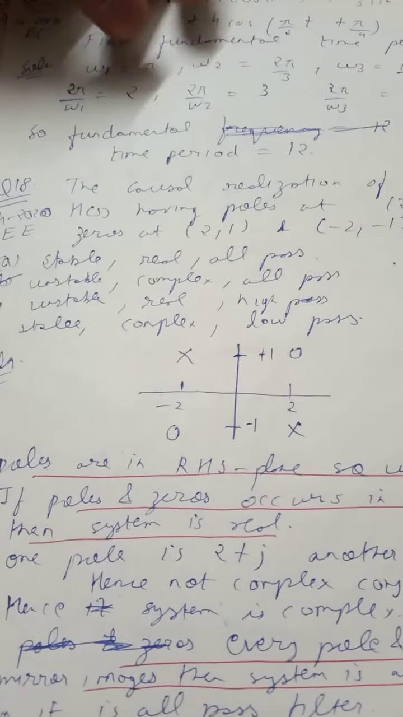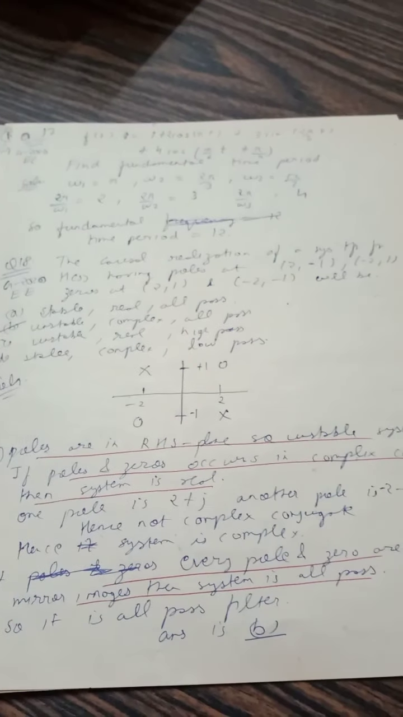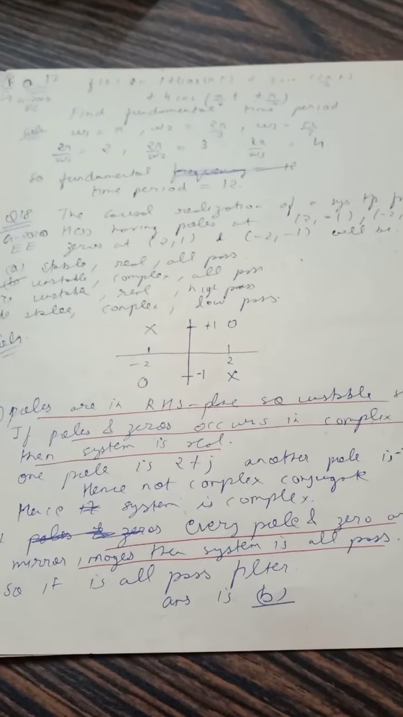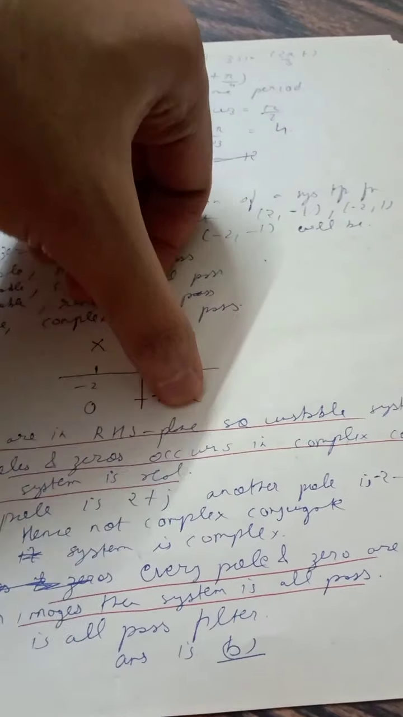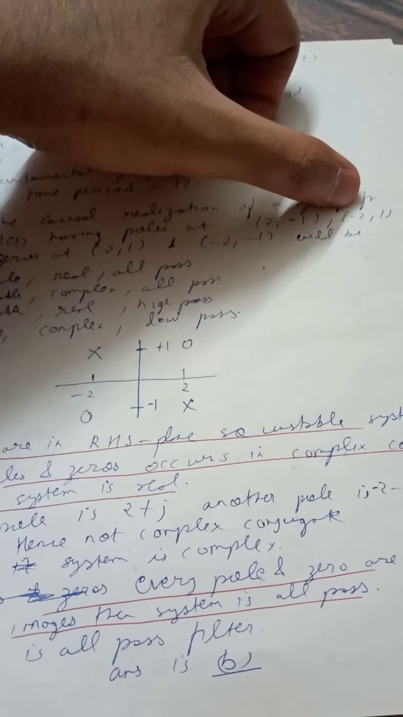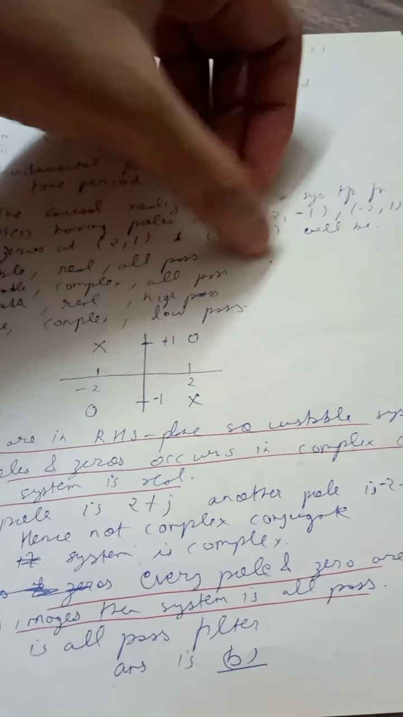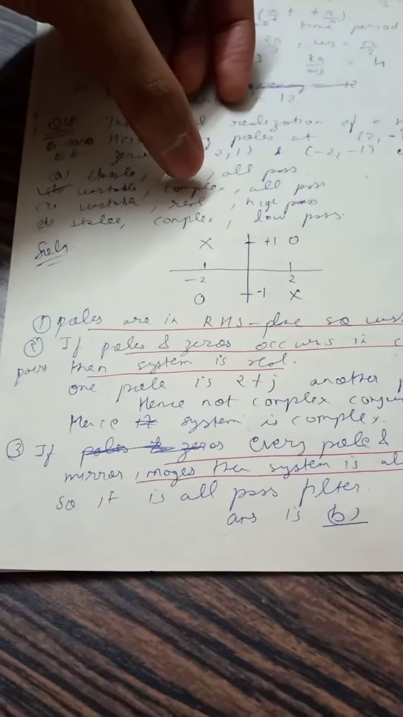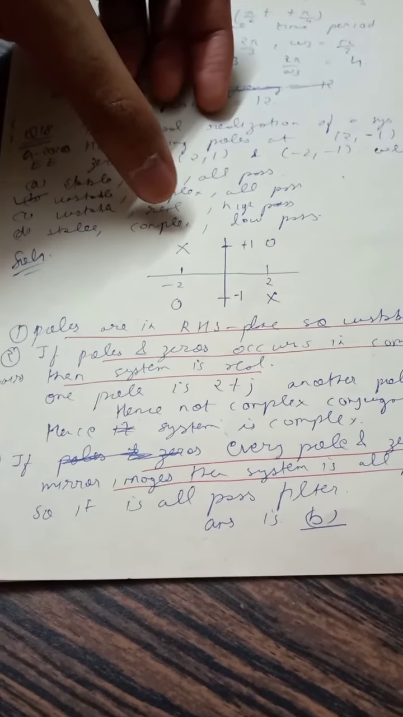Now the next question is from GATE 2020 electrical engineering. It says that the causal realization of a system transfer function has poles at 2, -1 and -2, 1, and zeros at 2, 1 and -2, -1. So we have to find the type of the response, whether it will be stable, real, all pass, unstable, complex, all pass, unstable, real, high pass, stable, complex and low pass.